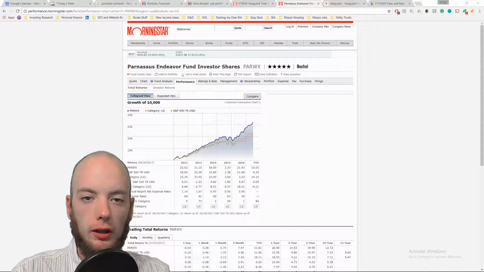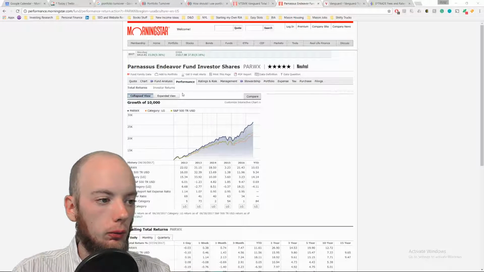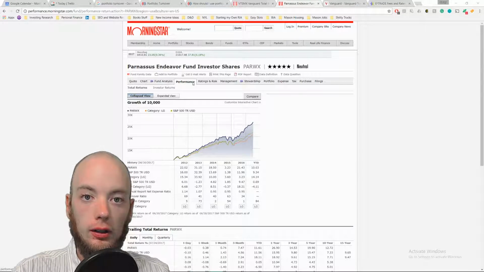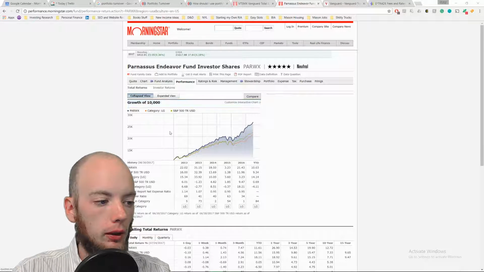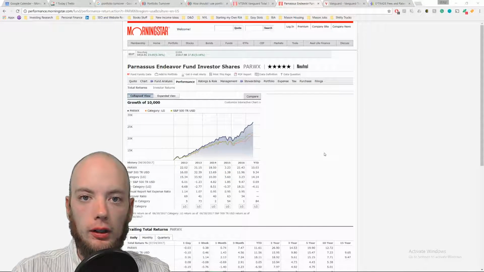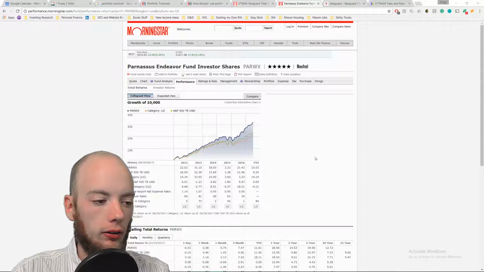One more thing to keep an eye out for is that actively managed funds do not always have the same turnover ratio. If you remember on PARWX, we saw a 34% turnover ratio. Let's click on the performance tab here on Morningstar, and then we can look at the last few years, and you can see the turnover ratio historically.